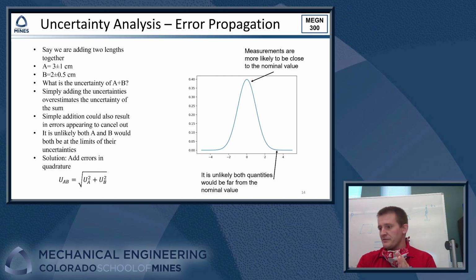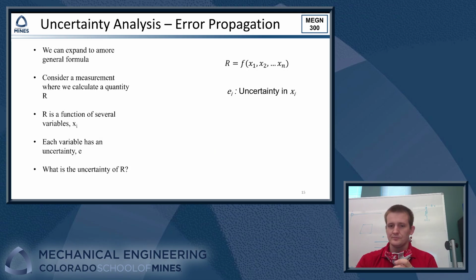So the solution that we have here is that we add our uncertainties in quadrature, kind of like the Pythagorean theorem. We take the square root of the sum of the squares of our uncertainties, right? And that provides us a good estimate of what the uncertainty of the result of our calculation is going to be. All right, but obviously as engineers we do a lot more than just addition.